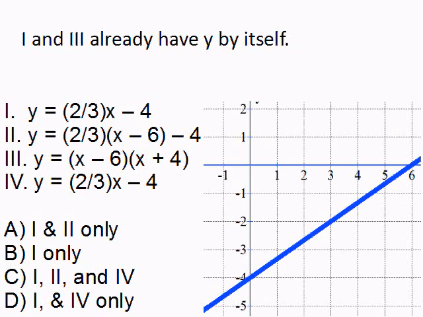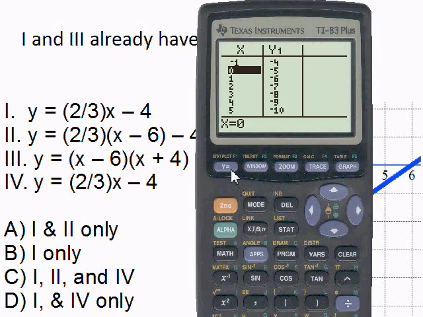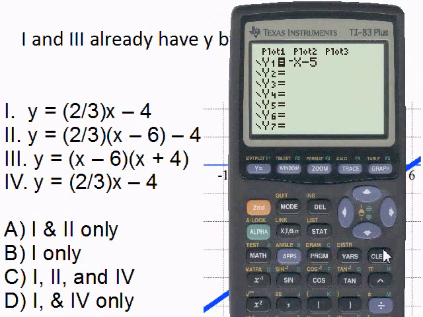So go ahead and get your graphing calculator, turn it on, go to your y equals screen, and go ahead and clear out whatever is there. Press clear. We're going to graph these one at a time. So type out exactly what you see on the screen or on the problem.